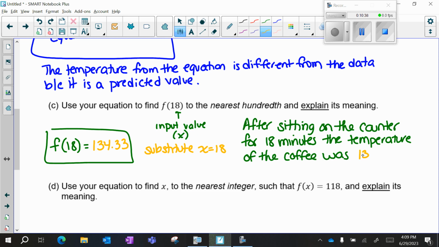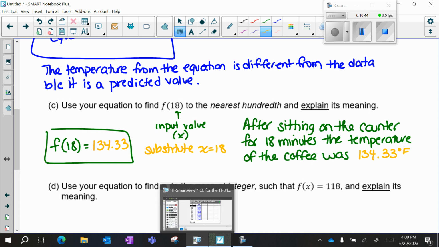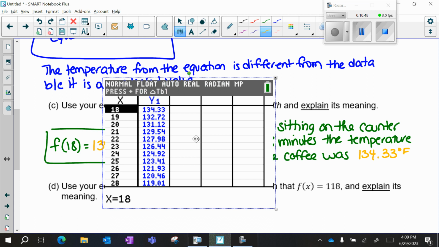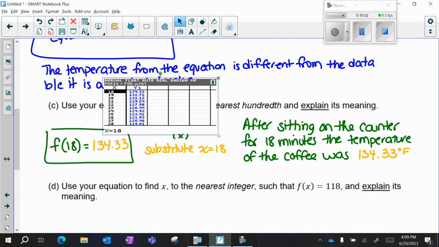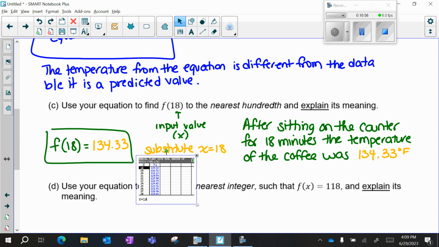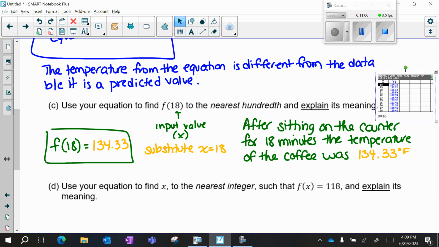So 134.33 degrees Fahrenheit. And I am actually going to just click and drag this into here so that way you guys can see and keep this in your notes if you'd like to, because you're going to want to justify. So I'm just going to circle this and put it over here since I'm running out of room, and circle that value.